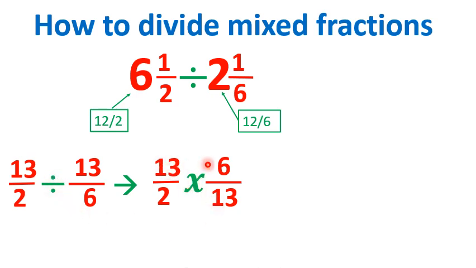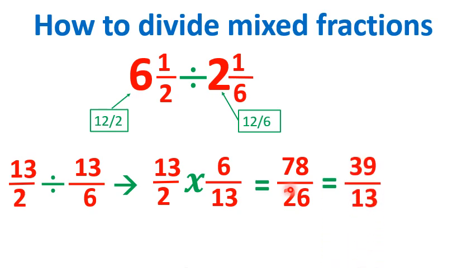And now I multiply straight across. So 13 times 6 is 78, and 2 times 13 is 26. So that's the answer, but I could put the answer into a more proper simplified form. So I can convert it into 39/13.